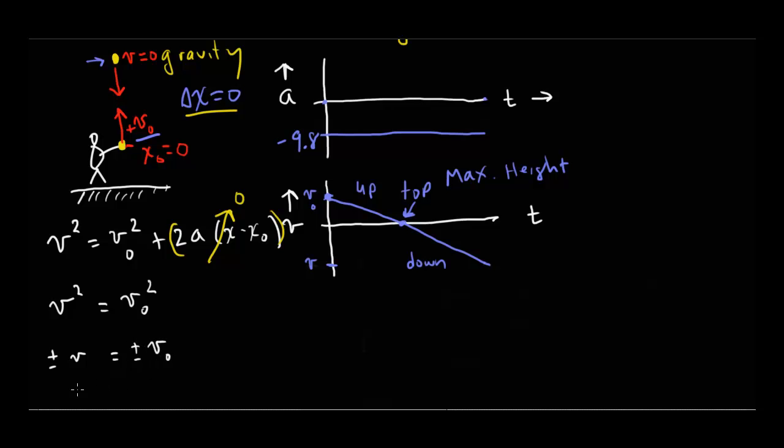Another way of saying that is the speed, the absolute value of v that I catch it with, is the same as the speed, the absolute value of the velocity that I threw it with. In other words, I throw the ball up at a certain speed. When it returns to my hand, in the absence of air resistance, it has the same speed. The absolute value of this is equal to the absolute value of that. They're opposite in sign, but they have the same value.